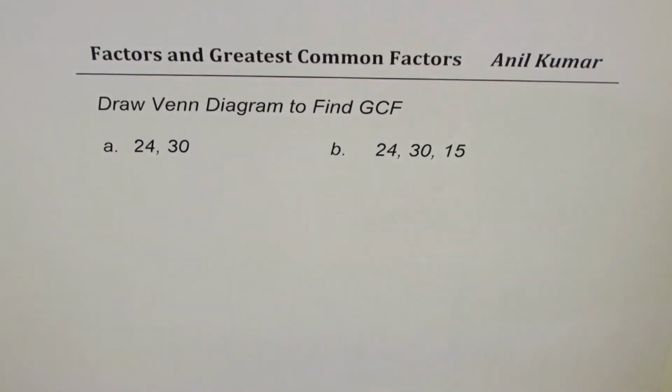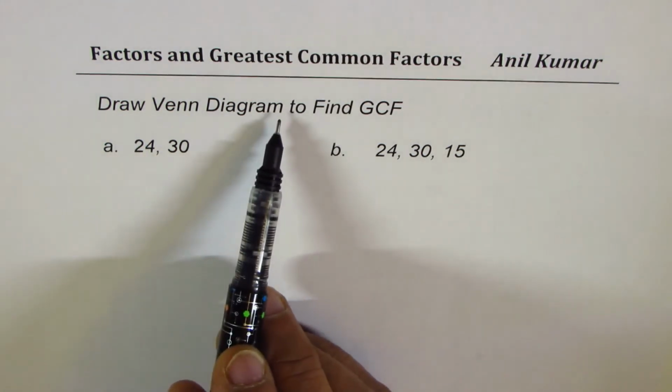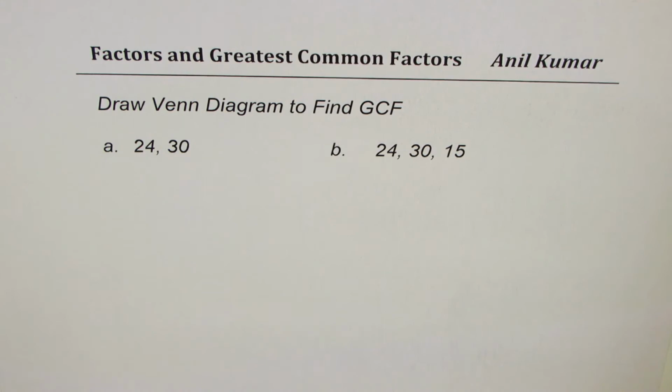So we could actually use Venn diagrams to find greatest common factor. So here are 2 very good questions to work with. You can actually pause the video, copy these questions, try them out, and then check with my answer. You need to draw Venn diagram to find greatest common factors. I hope you remember what Venn diagrams are.